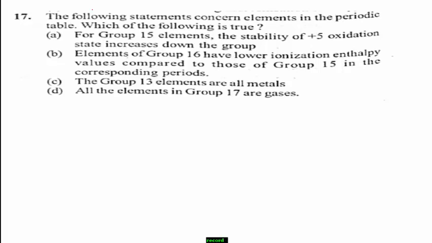Students, when we observe the given options, group 16 elements have less ionization potential than group 15 elements due to the half-filled configuration of group 15 elements. This half-filled electronic configuration gives extra stability to group 15 elements, due to which their ionization enthalpy increases. Therefore, option B, elements of group 16 have lower ionization enthalpy values compared to those of group 15 in the corresponding periods, is the right one. Option B is the right answer.